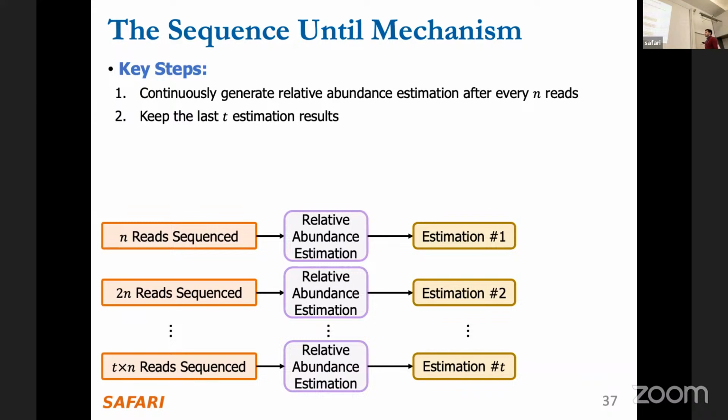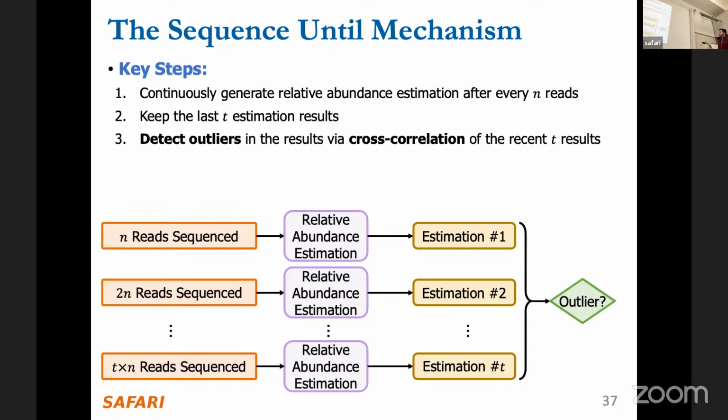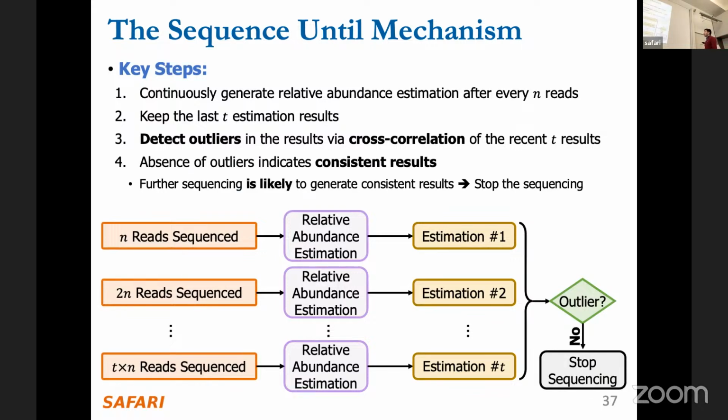As we generate these estimations, we have this history of estimations. Then we try to detect an outlier in these estimation results by performing cross-correlation of the recent t estimations. We do this outlier detection because if there is no outlier in any of these estimations, this means our estimation did not actually change much. Although we sequenced more data, more reads, our estimation kept almost the same. So there is no outlier.